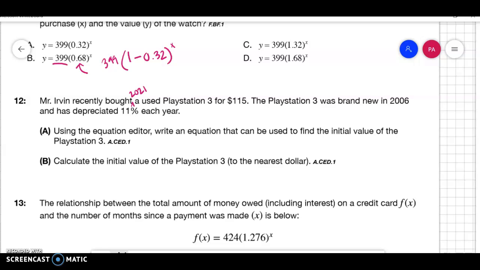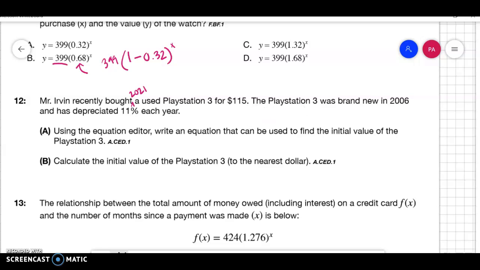So I know that some of you are thinking, well, I'll just work backwards and do 115 and do 1.11 and be like, hey, it's increased by 11% each year for 15 years. But unfortunately, it's not the way. It's not as easy as just undoing that in exponentials. It doesn't work out that way.